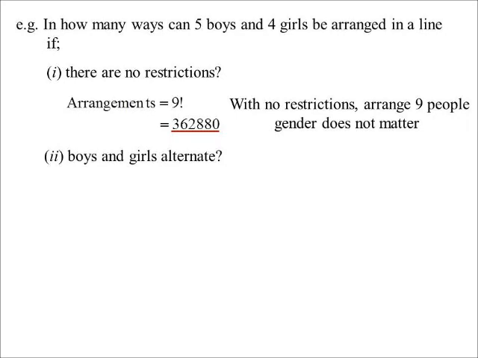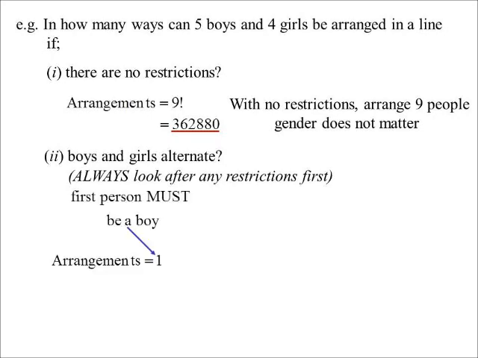Now, if there was the same number of boys and girls, then the first decision would simply be, will I pick a boy or a girl first? But in this case, there is no choice. So we always look after any restrictions first when we're working it out. The first one must be a boy, so there's one way we can start this, with a boy. As opposed to if I could choose, I'd say there's 2 ways, I could start with a boy or a girl. But in this case, we've got to start with a boy.